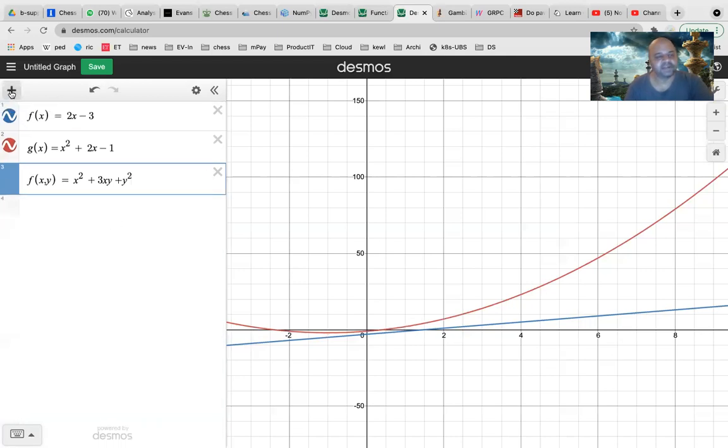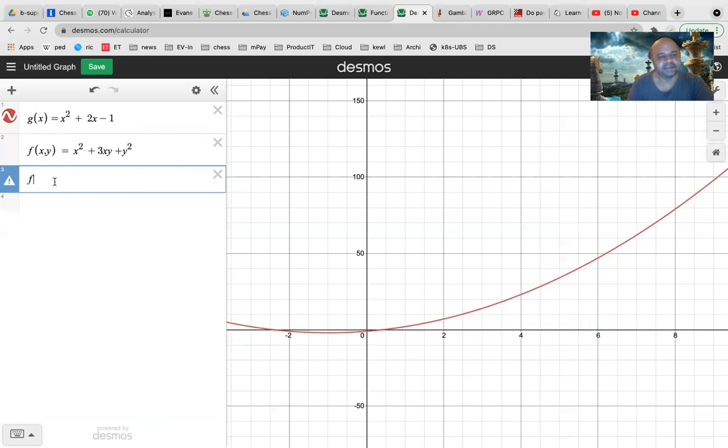Now you take f of, see, this is inconsistent now because I had done this one, right? F of, let's say, 2 and 3. Okay, value is 31. How is it telling me that? Because f of xy is x square plus 3xy plus y square. So first value is x is 2 and y is 3. So what is f of 2 comma 3?